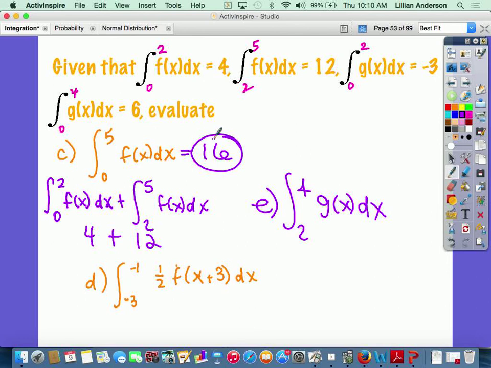So basically, it's asking us, whatever our function is. I'm just gonna make up a function. We don't know what f of x is. But basically, it's asking us to find the area from 0 to 5. It's asking us to find this.